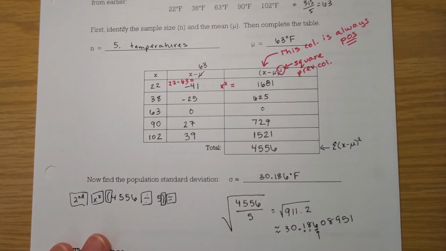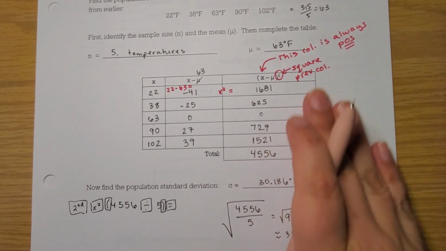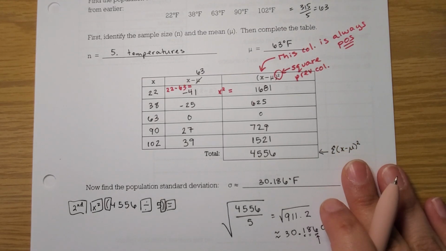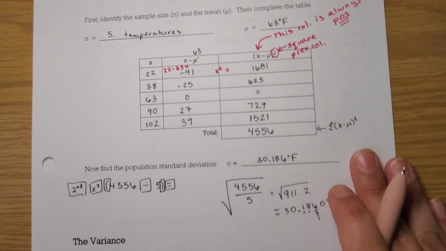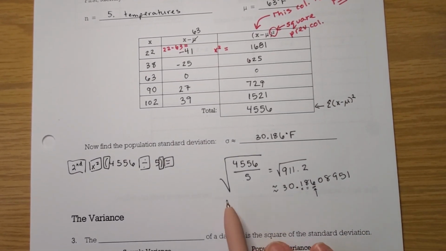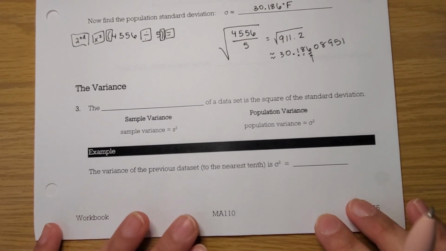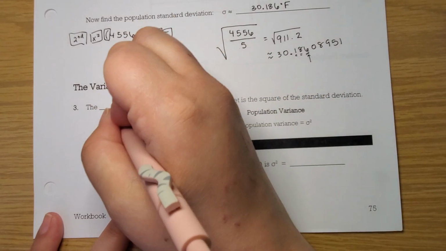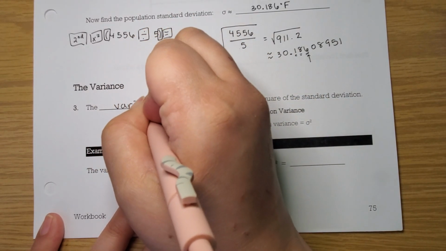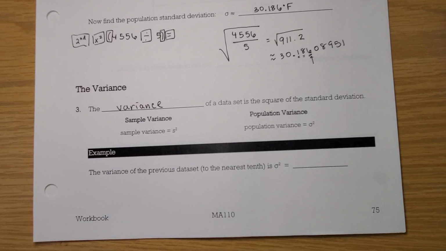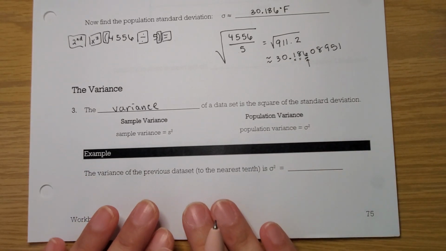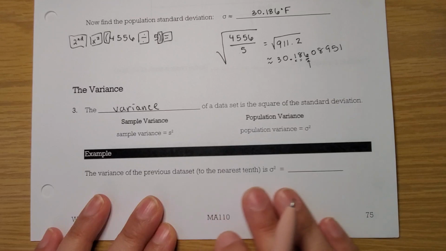So, to find the variance, I'm basically going to go through this exact same process that I would go through for my standard deviation. The only thing that's different is I just wouldn't square root. So let's go ahead and do a couple of examples of finding the variance. So the variance of a data set is the square of the standard deviation, or it's what you would get if you didn't square root in your standard deviation formula. So we're going to find the variance of the previous data set to the nearest tenth.